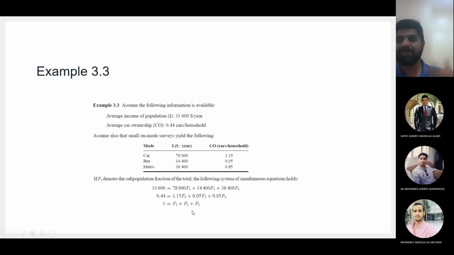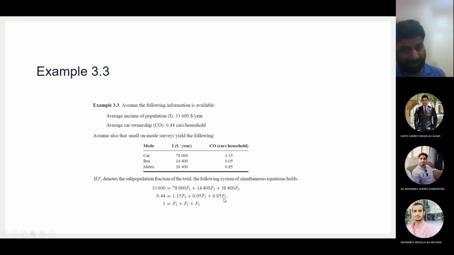Now you can increase the number of equations if you increase the number of parameters. So for example, you can have a parameter for age as well. Then you have to ask each category the question for age as well. Then you can have another equation with age. The overall average age equals the average of car users into F1 plus the average of bus users into F2, and so on and so forth. So this system can be made as complicated as you want, but for the time being, it is only 3 equations and we have 3 unknowns.